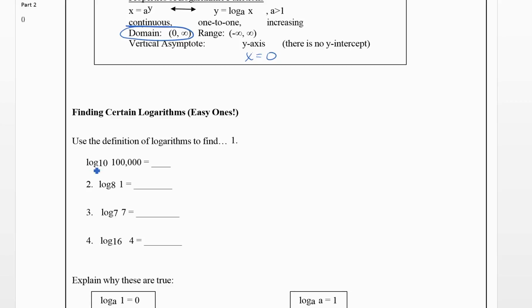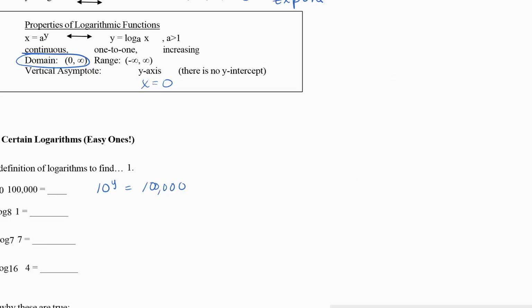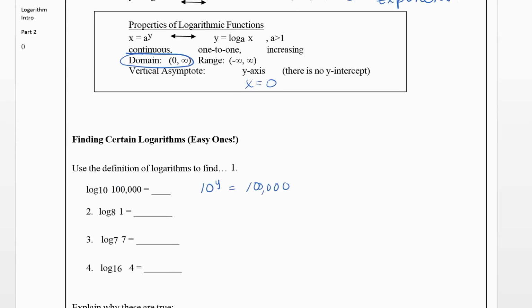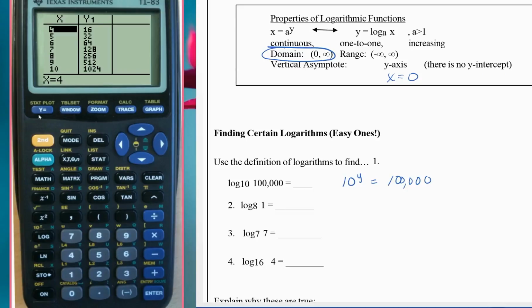So first we want to find out, what is log base 10 of 100,000? Well, remember, we're saying what exponent do we put on 10 to get 100,000? Okay, and if you need to use your calculator to help you out, remember I showed you that we could put in y equals 10 to the x, and then look at our table and see, for what x value do we get 100,000? And that would be for 5 here. So this would be 5.